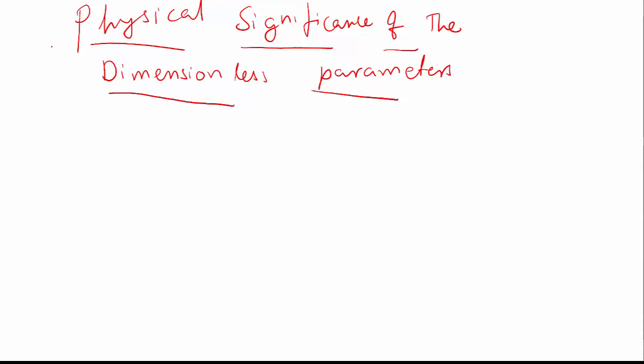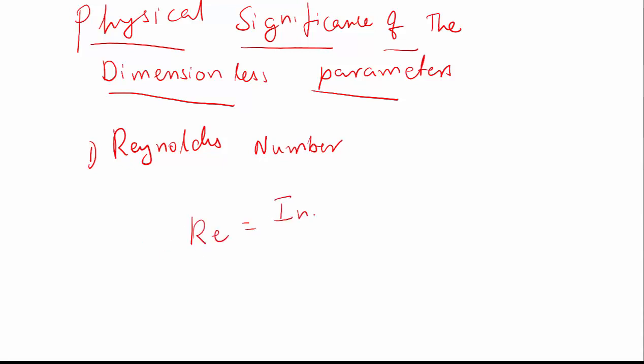First one is Reynolds number. Reynolds number means the ratio of inertia force to viscous force. What is meant by inertia force and what is meant by viscous force?